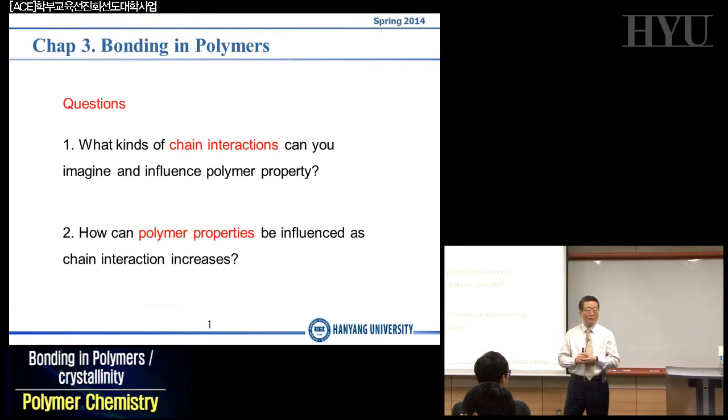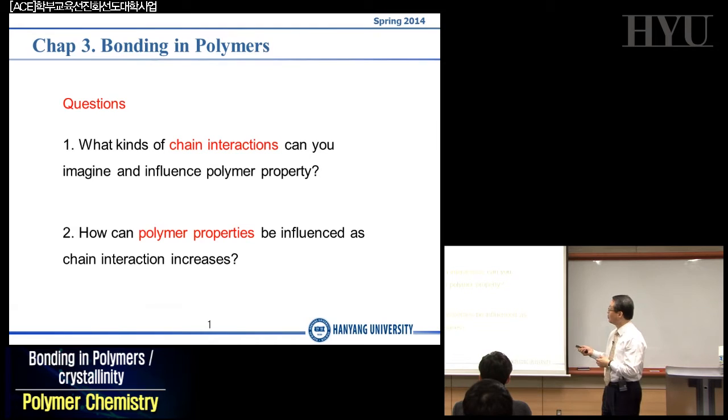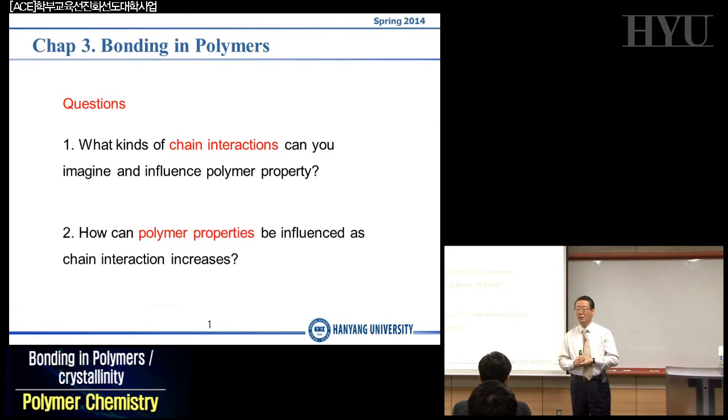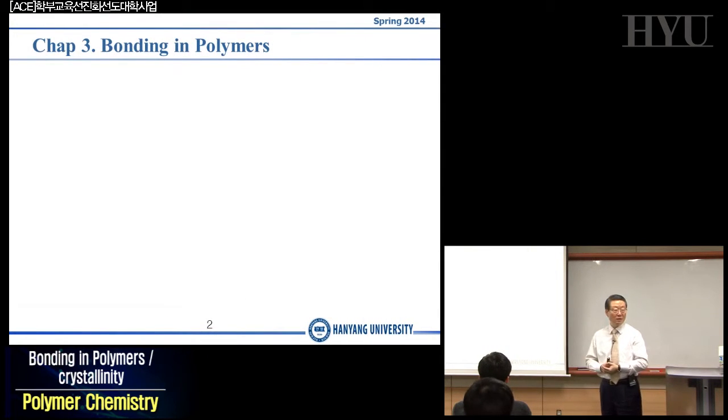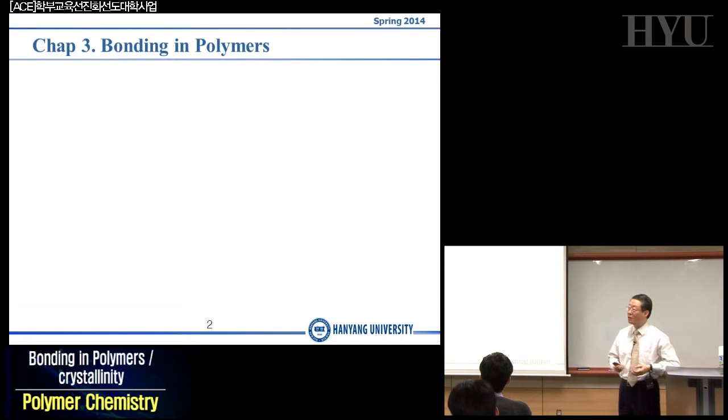So in this chapter, we'll talk about the chain interactions. Does hydrogen bonding influence your polymer structure or polymer property? Perhaps. So somebody has knocked on that. We'll talk about this bonding in the polymers in this chapter.